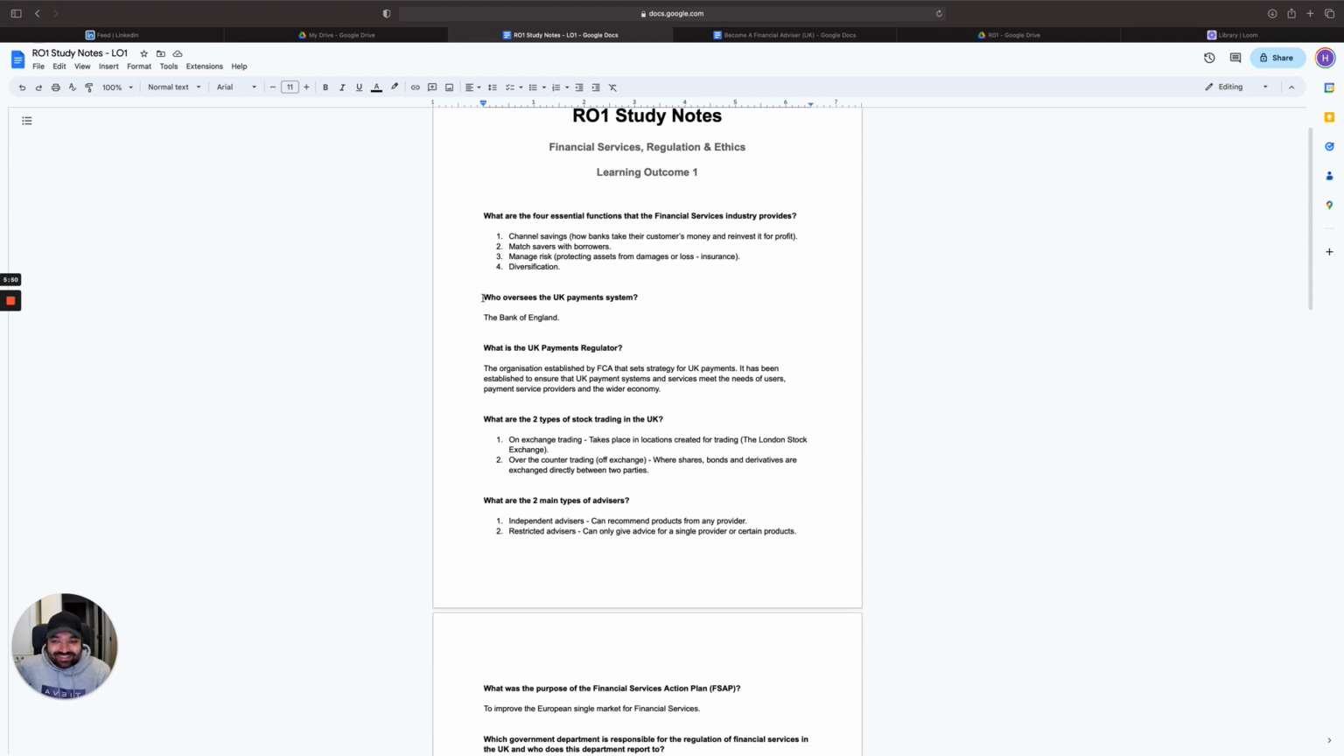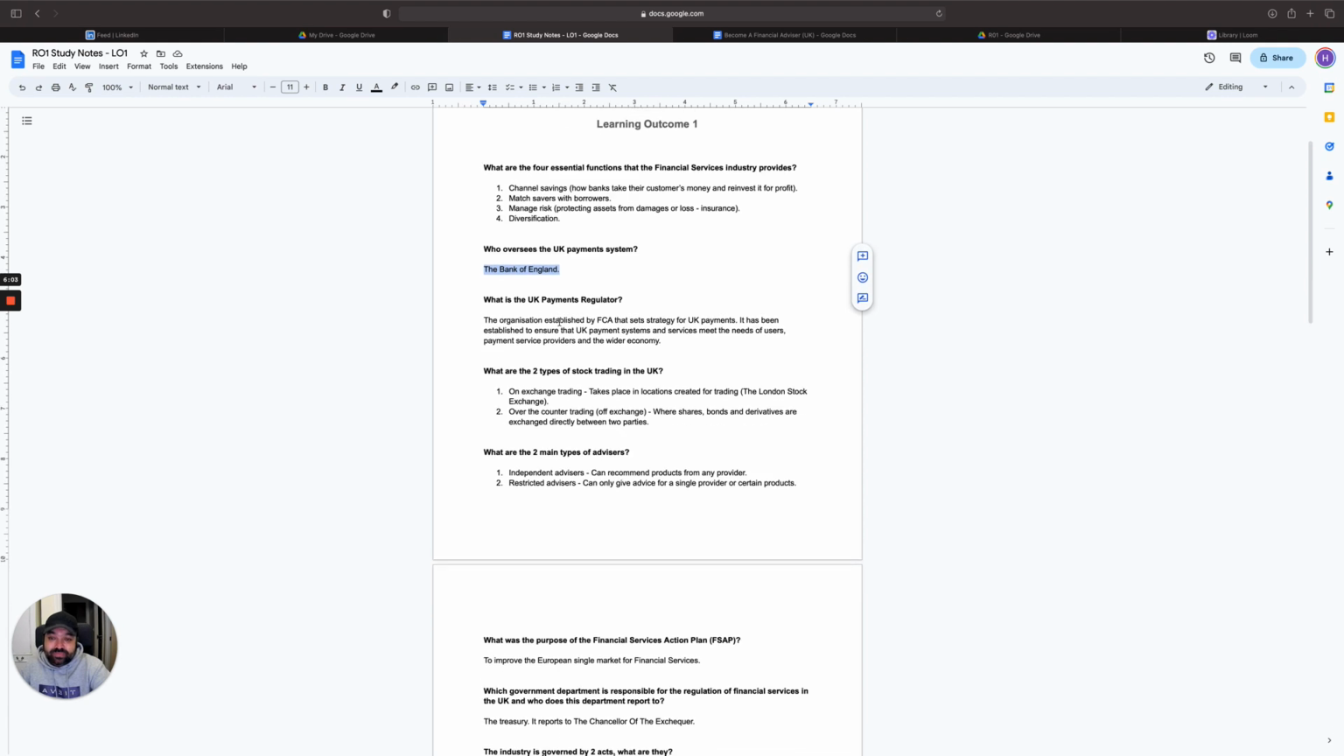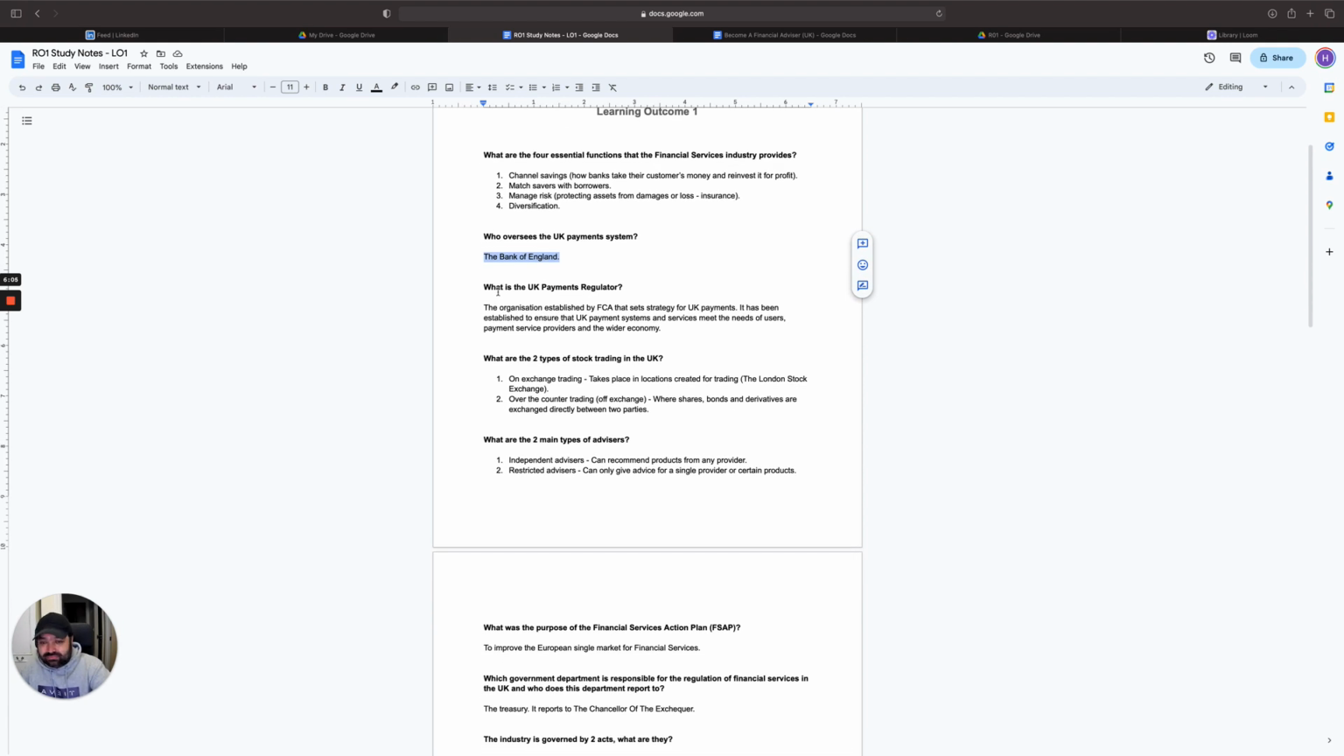The next question that I have on my study notes is, who oversees the UK payment system? Very simply, it's the Bank of England. There's nothing else that I really need to tell you about that, but they're the ones that oversee the UK payment system. And then, who is the UK payments regulator?